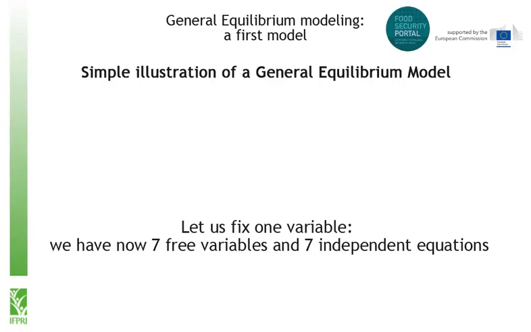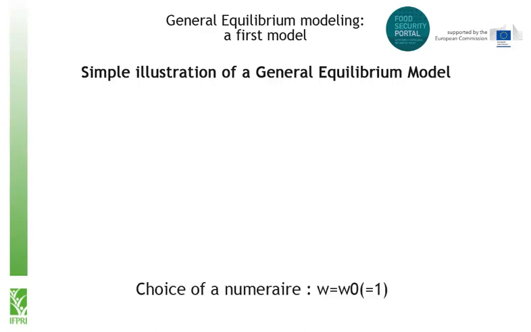Let's choose W, because this is the price of labor. Of course, you can choose the price of capital or the price of the good P. So here I choose W. This is the new numeraire. It means that everything is now expressed in units of labor, and all prices will be transformed into relative prices. So we fix the variable W at its initial level, W0.